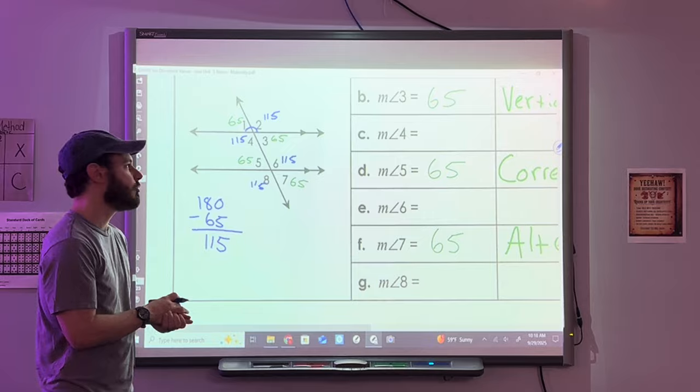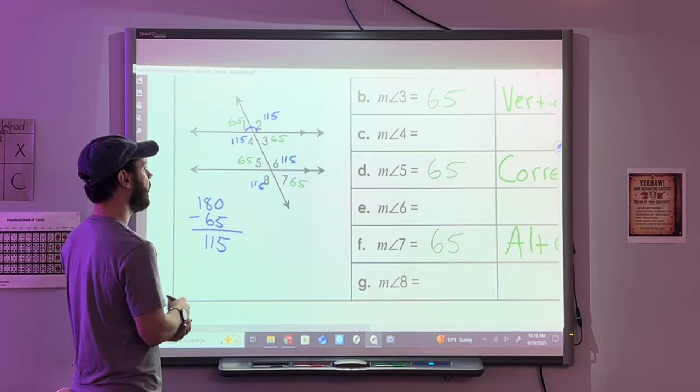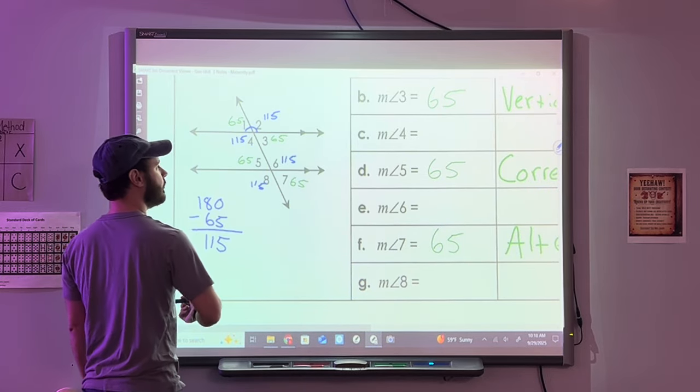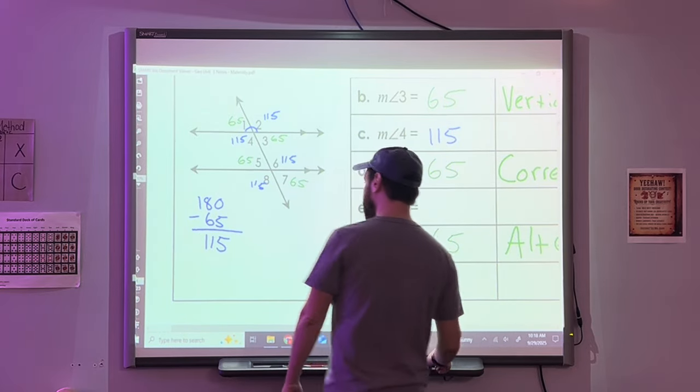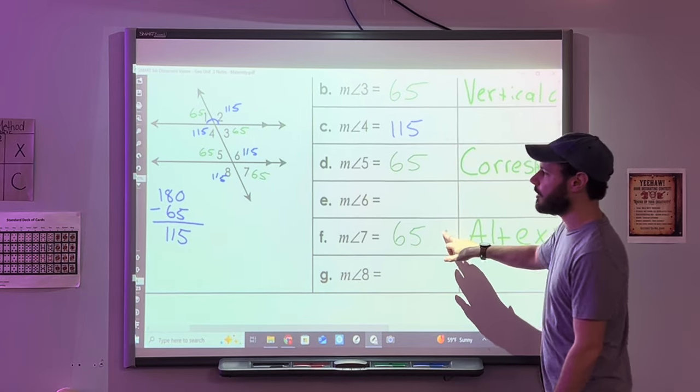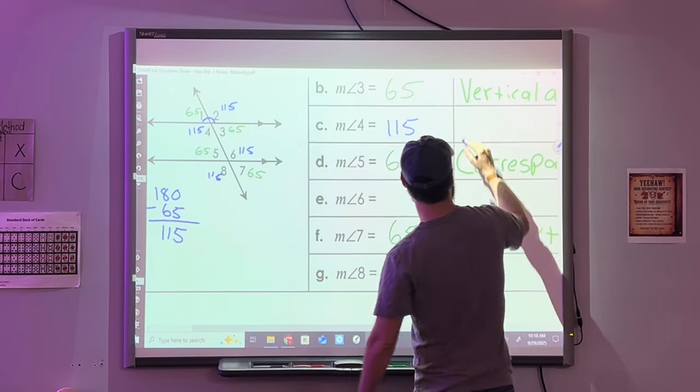So now let's build in these relationships. How does 4 relate to 2? Well, it's equal, right? They're both 115, but what's the name for their relationship? Just like 1 and 3 were vertical, 2 and 4 are also vertical.